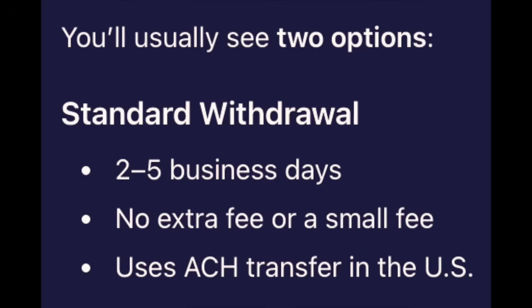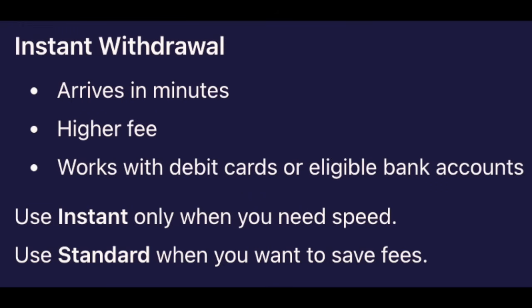Standard withdrawal versus instant withdrawal. You'll usually see two options. Standard withdrawal, 2 to 5 business days. No extra fee or small fee. Uses ACH transfer in the US. Instant withdrawal arrives in minutes, higher fee, works with debit cards or eligible bank accounts. Use instant only when you need speed. Use standard when you want to save on fees.